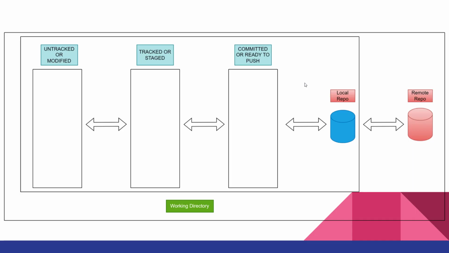So basically we have a total of 3 stages in the Git workflow. First one, untracked or modified. Second one, tracked or staged. And third one, committed or ready to push.